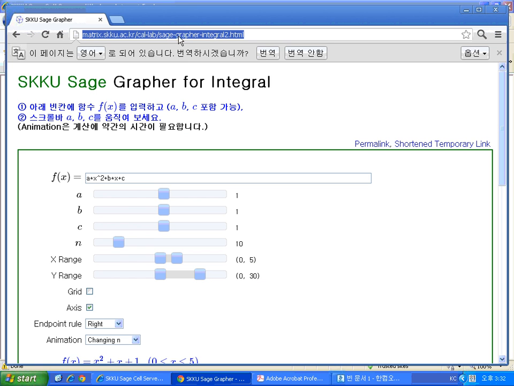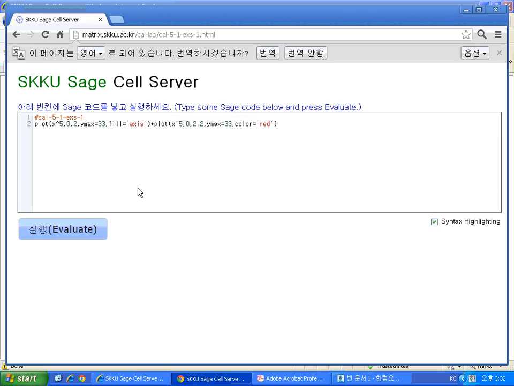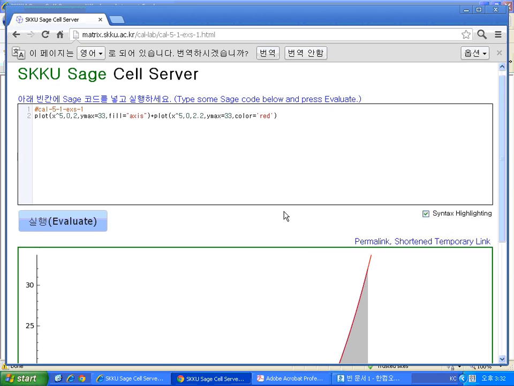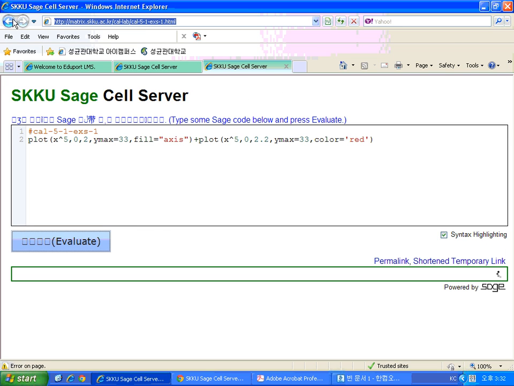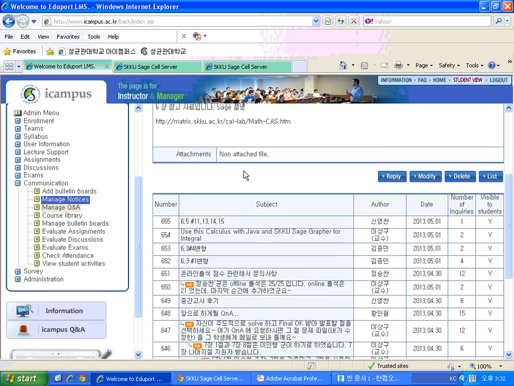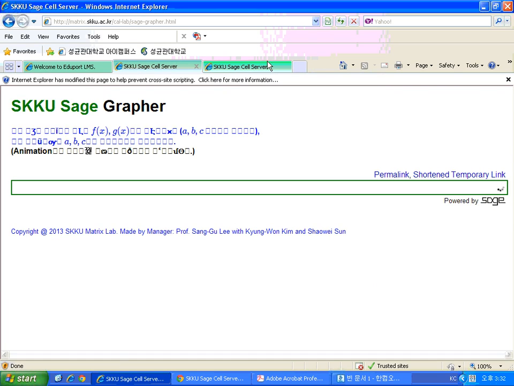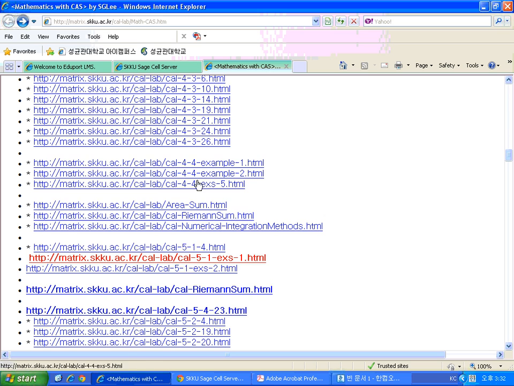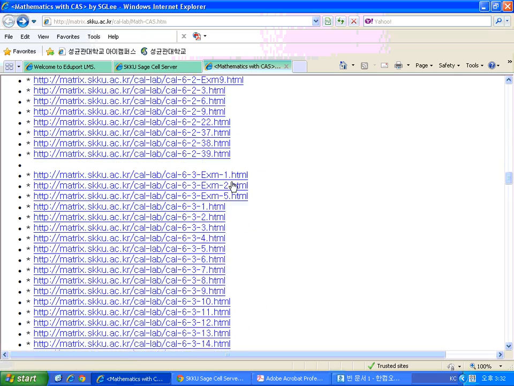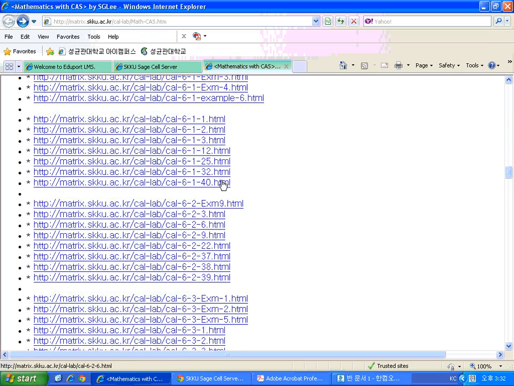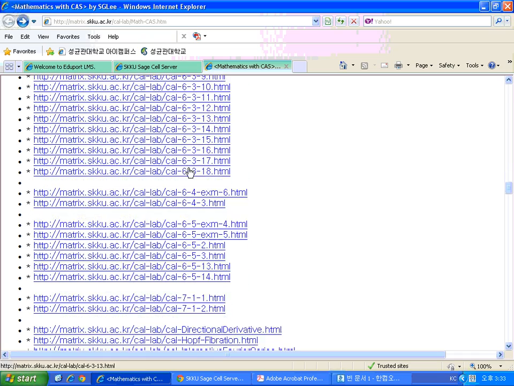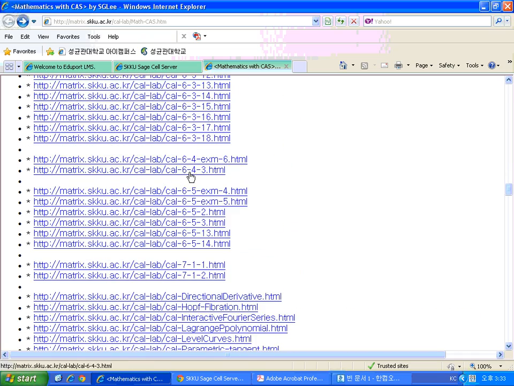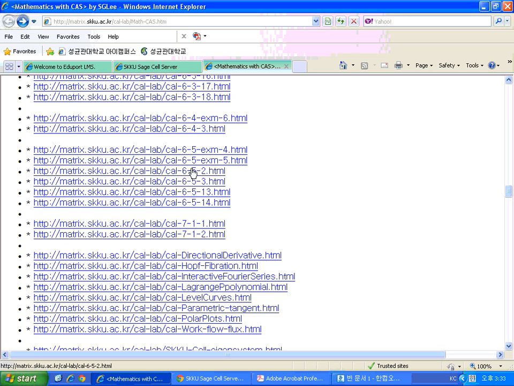the Sage cells to compute the problems that you have covered, up to chapter 5, and I also added the Sage cells which I have revised on chapter 6 and some on 7. So I will keep adding all those.